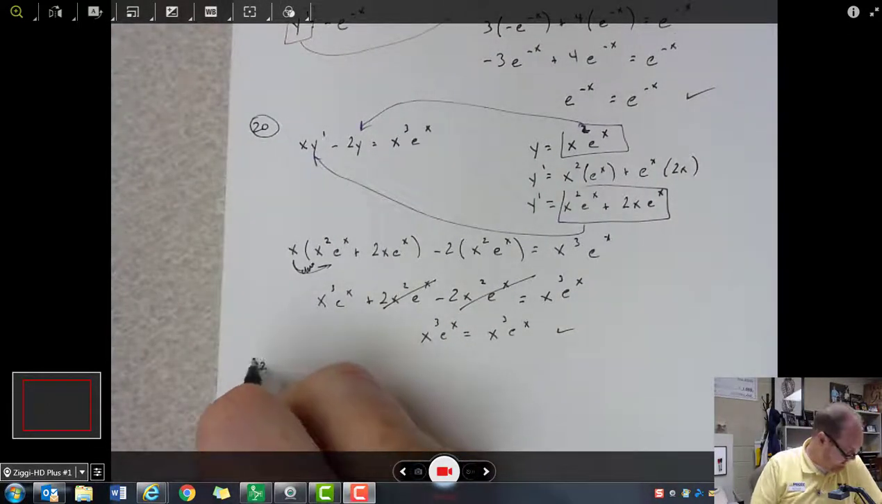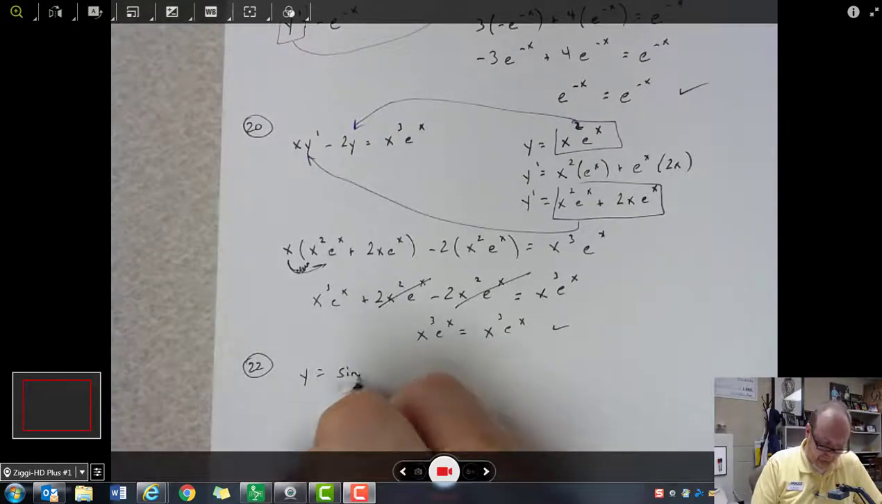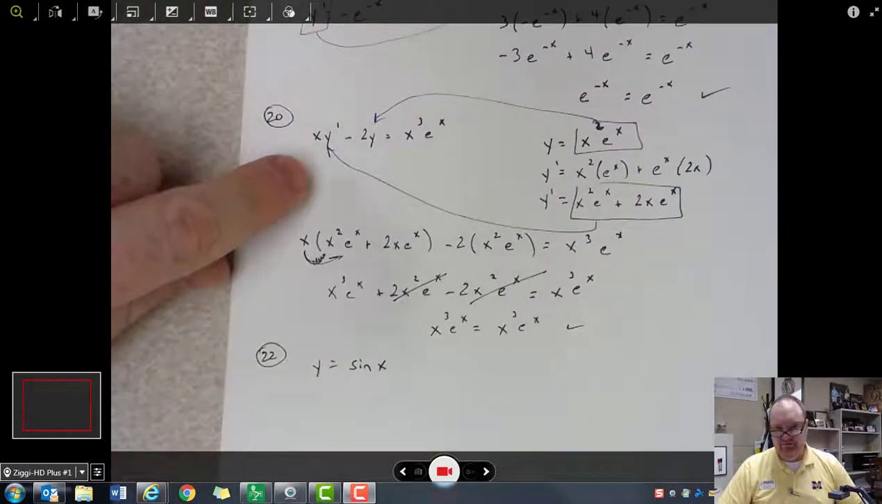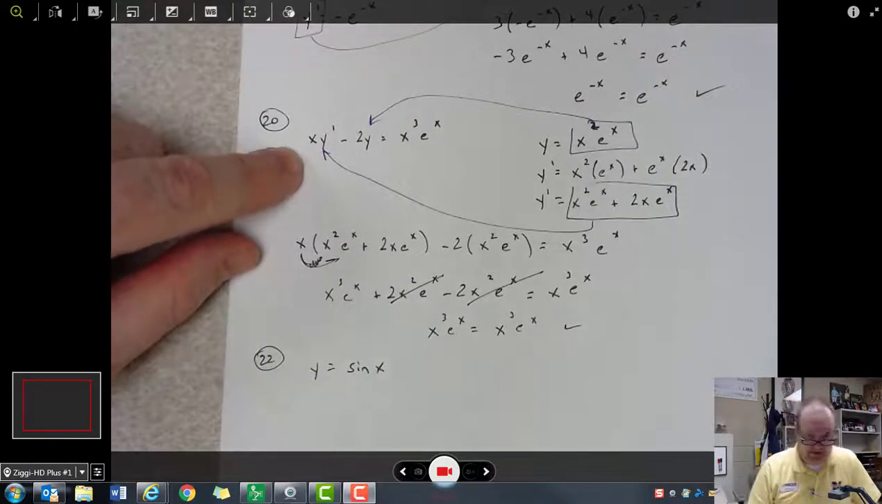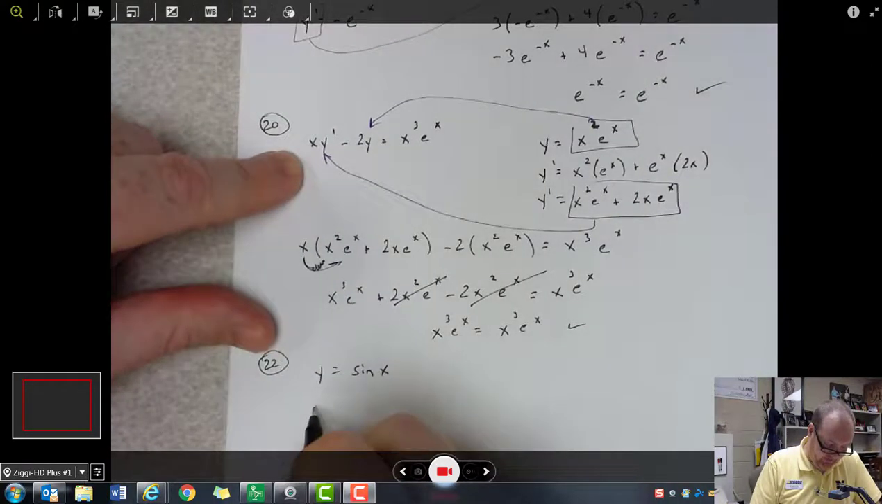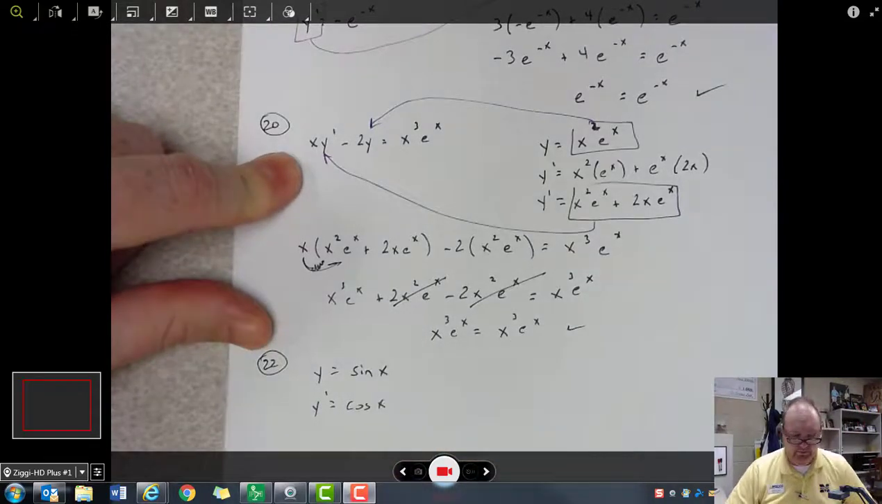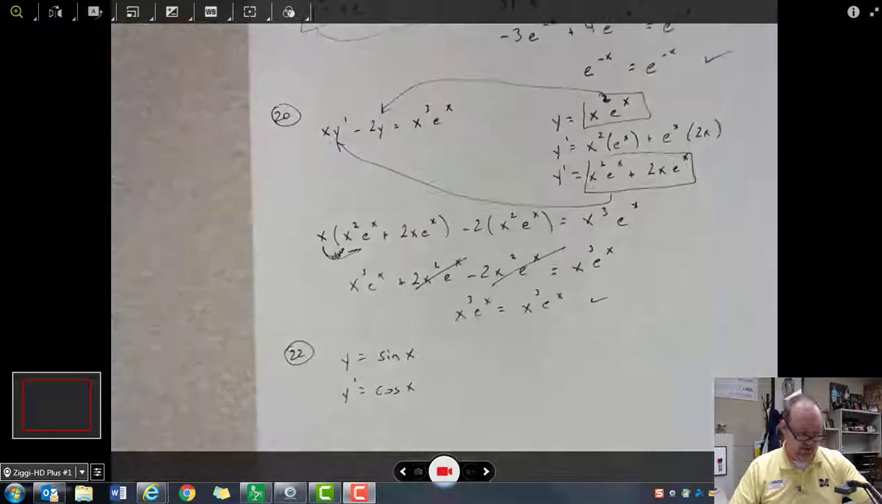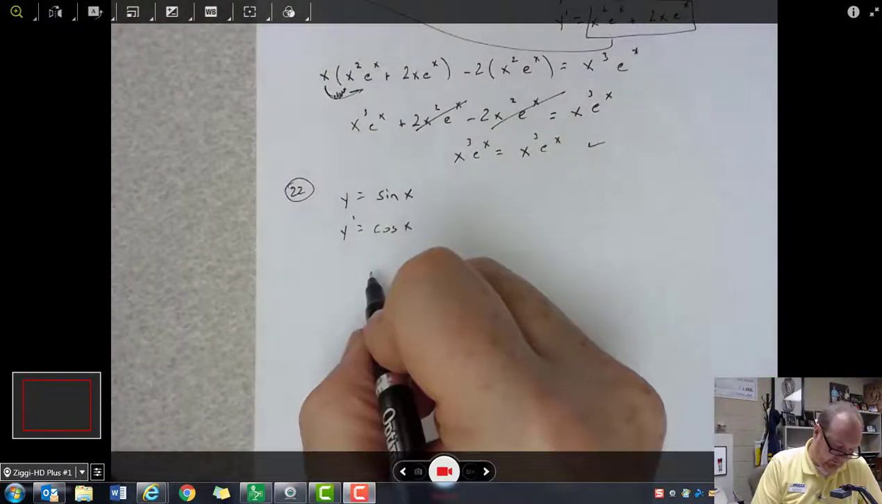22, I'm looking at the function sine x, and I'm still trying to solve the same differential equation, or verify if it's a solution or not to that same equation. So again, I'm going to need its derivative. The derivative of sine is cosine. So let me plug in both y and y prime into that same function.